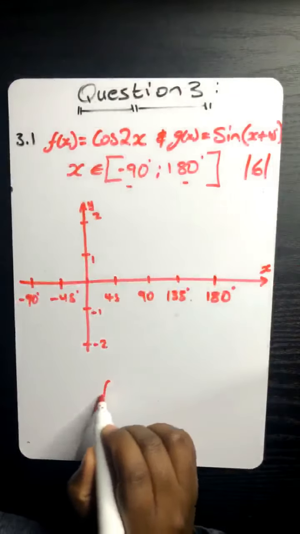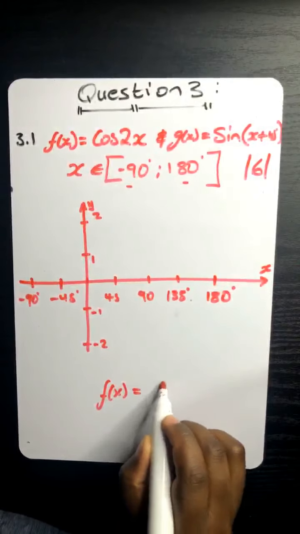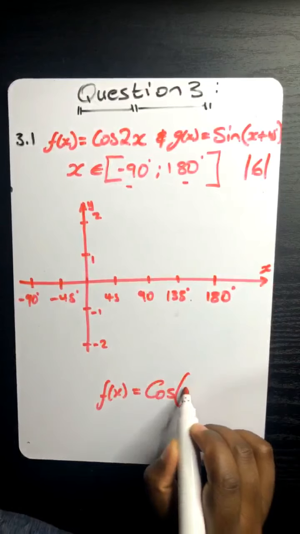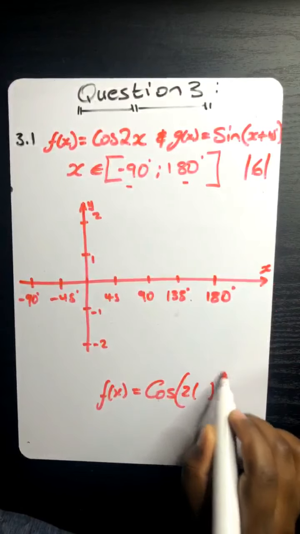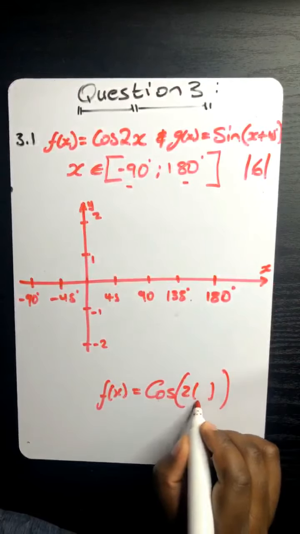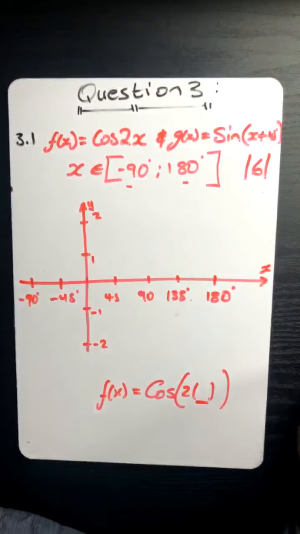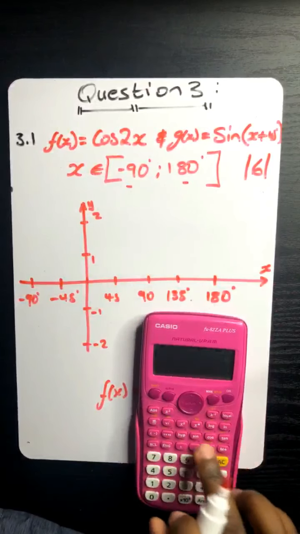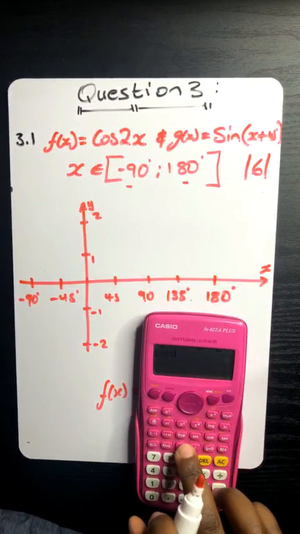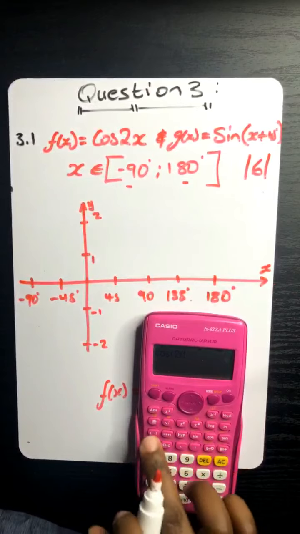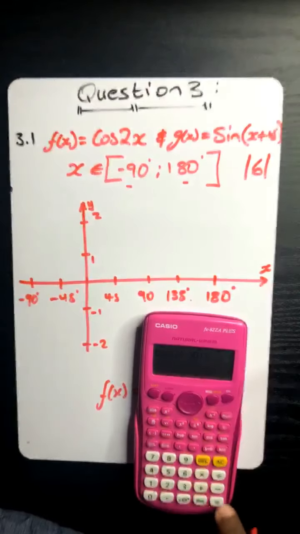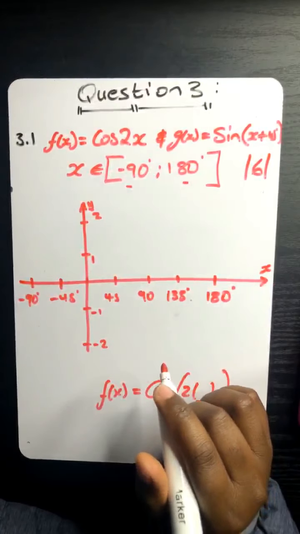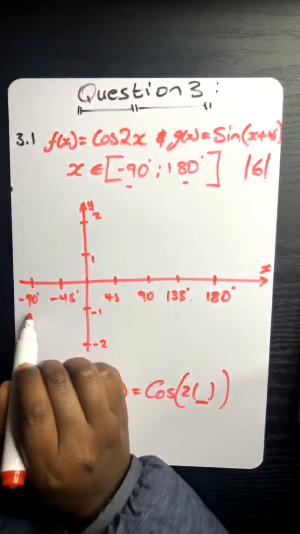Let's maybe start with f of x. Then we're just going to be punching over there. Remember, guys, when you punch that angle, just do it this way and have 2 brackets there. So we're going to start with our very first critical value. What are we going to be having there, ladies and gentlemen? It is cos of 2 into negative 90. I'm getting negative 1. I'm just not sure what you guys are getting. Are you also getting negative 1?